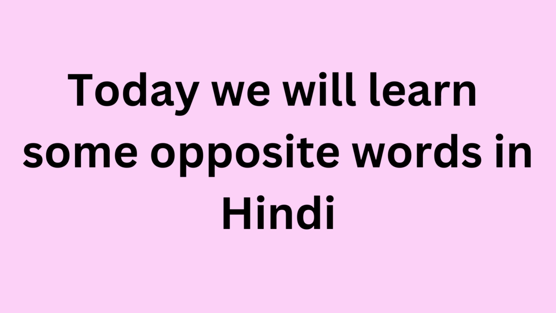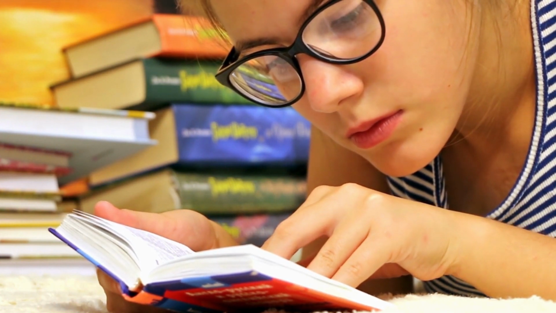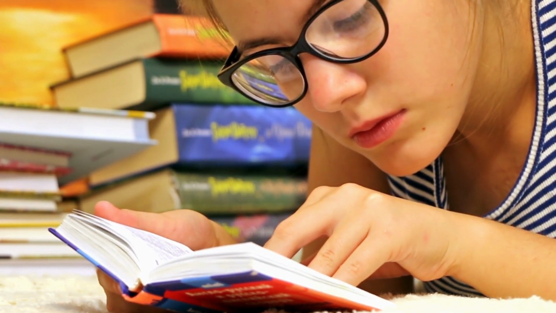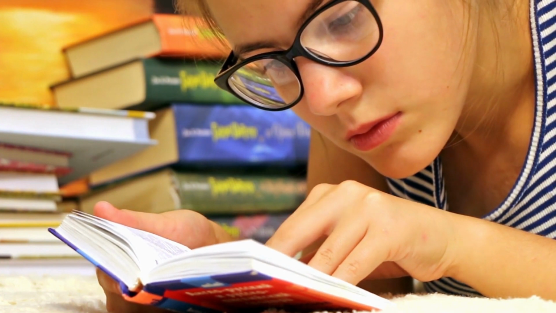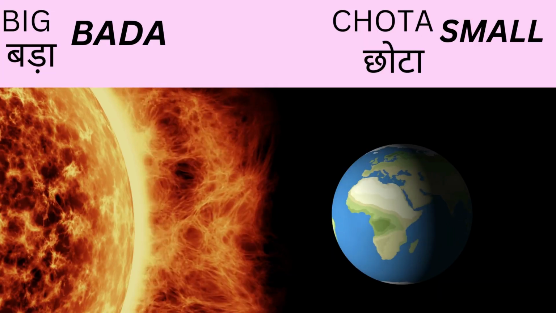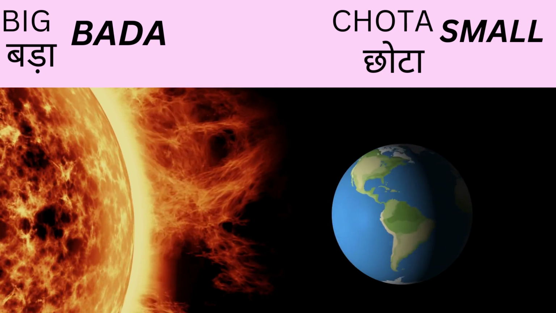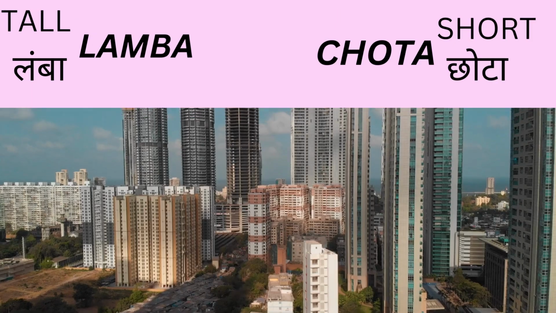Friends, today we will learn some opposite words in Hindi. These words will help us increase our Hindi vocabulary, which will help us learn to speak more sentences in Hindi. So let's get started. Big and small. The Hindi word for big is bada and small is chota.